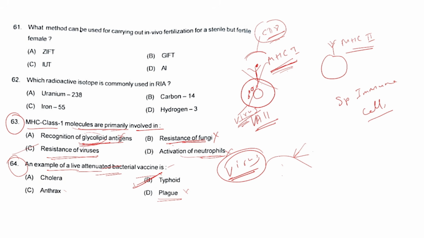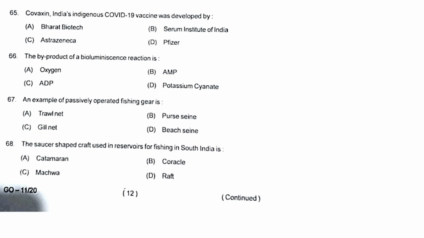Otherwise, don't take a risk, because there is negative marking also. Next, question number 65. Covaxin, India's indigenous COVID-19 vaccine, was developed by. The right answer for this will be Bharat Biotech.